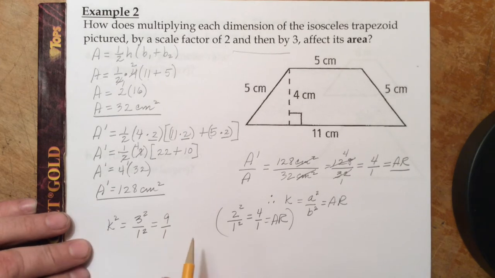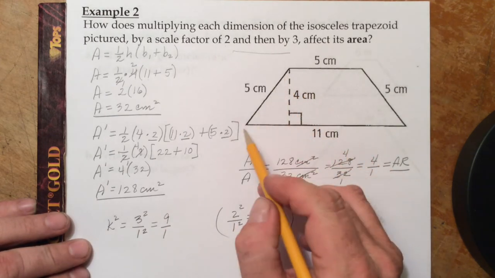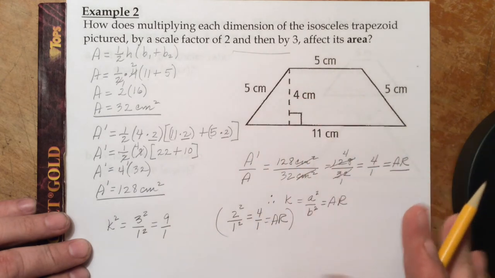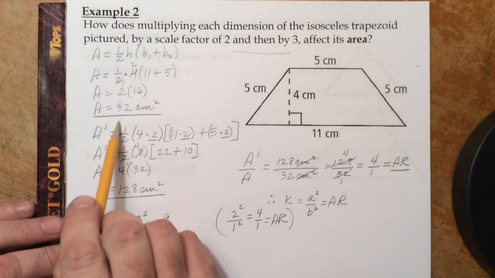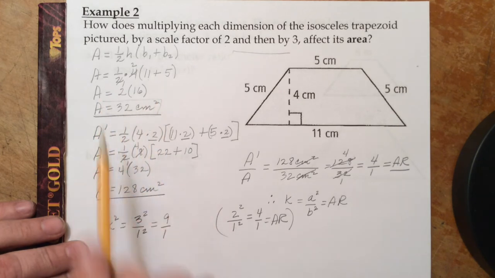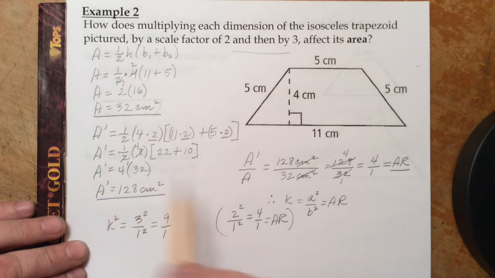This means that the area of the figure that's 3 times bigger is going to be 9 times bigger in its area. What we could do is take their original area and multiply by 9 instead of by 4, like it was done here.